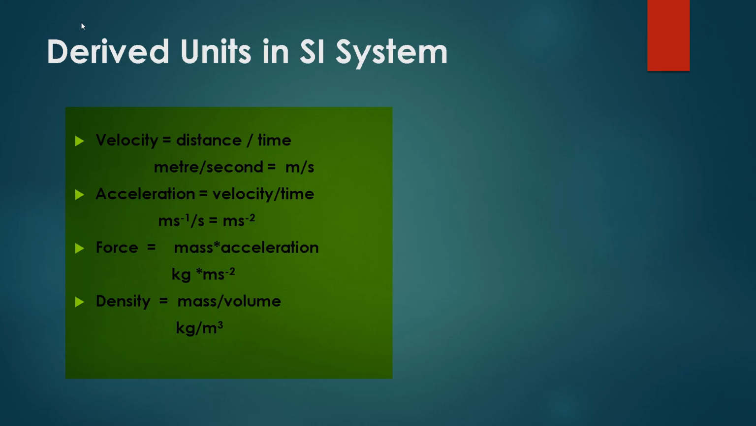So the SI unit of velocity will be meter per second. For acceleration, velocity divided by time. Velocity expressed in terms of meter per second and time is second. So the expression for acceleration will be meter per second squared. Force can be expressed as mass into acceleration, kg meter per second square.